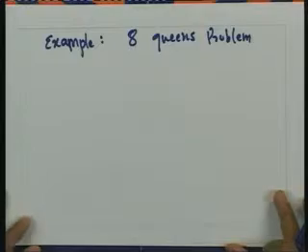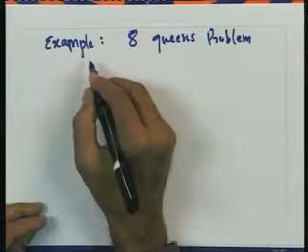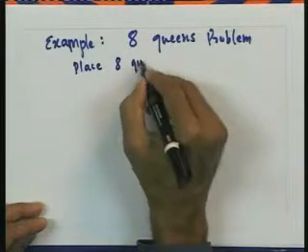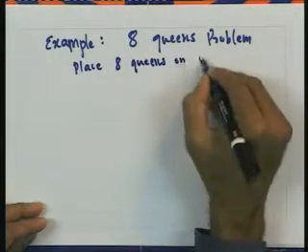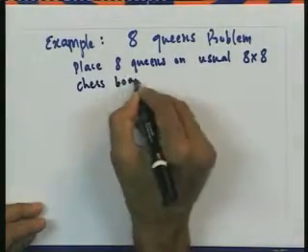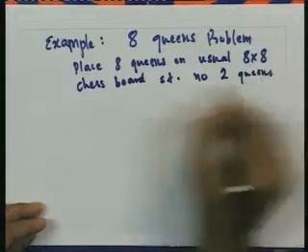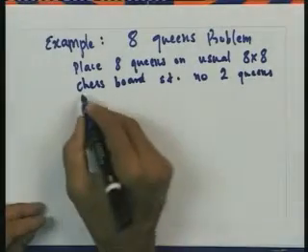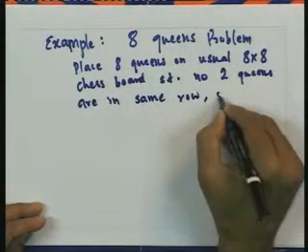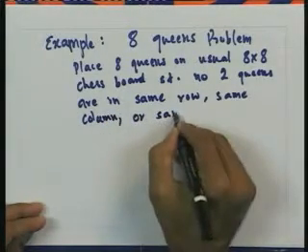Probably most of you know what this is. We are given a usual chessboard and we want to place queens on it. Place 8 queens on the usual 8 by 8 chessboard, such that no two queens capture each other, or no two queens are in the same row, same column, or same diagonal.